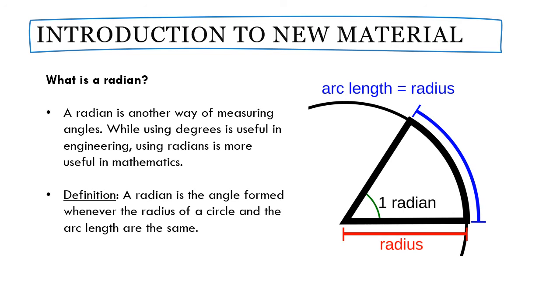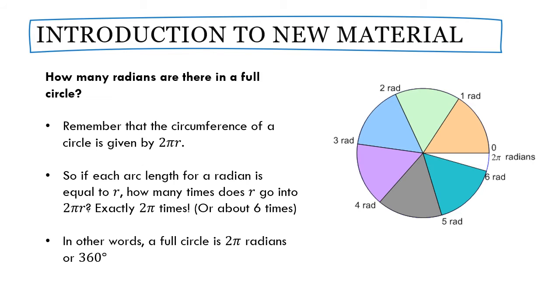So what is a radian? A radian is in fact another way of measuring angles. While using degrees is useful in engineering, radians is actually much better for mathematics. By definition, a radian is the angle formed, so this angle right here, formed whenever you take the radius of a circle and lay it out as an arc. So if you take this radius and you lay it out as an arc, you get an angle, and we define that angle as 1 radian. So it's another way of measuring angles.